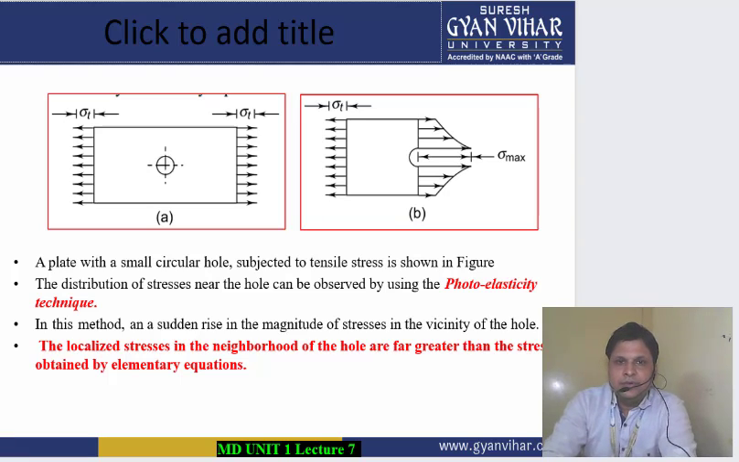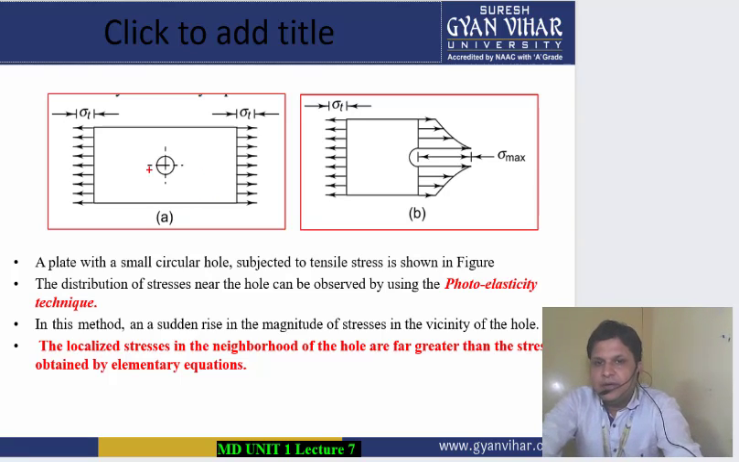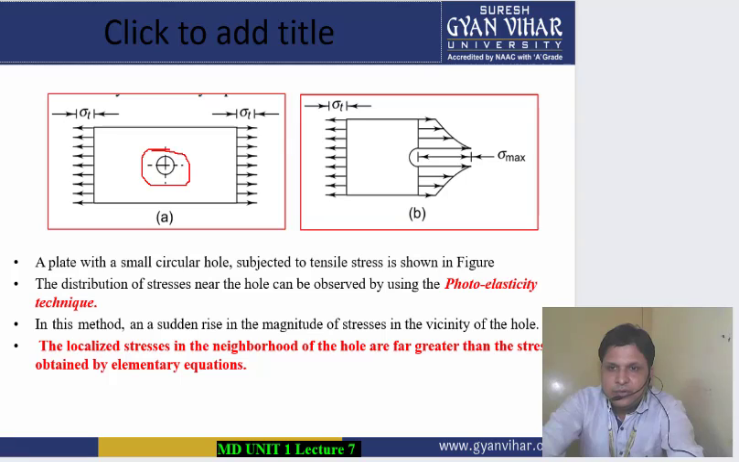Vicinity means the area which is near the hole. We see there is a sudden rise in the magnitude of the stress which is developed when the plate is loaded. Now the localized stresses in the neighborhood of the hole are far greater than the stresses obtained by elementary equations. The stress obtained by using the elementary equations is very much less than the stress found in the area near the hole. Here is the diagram also showing this phenomenon. You can see these are the stress lines, showing that stress is uniform at all portions of this particular area.